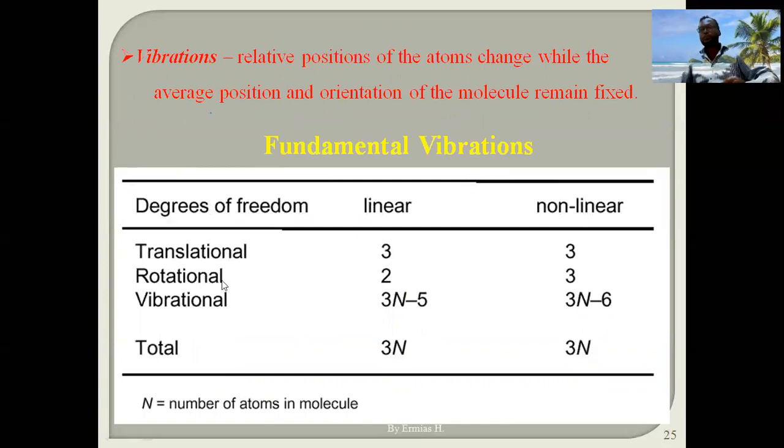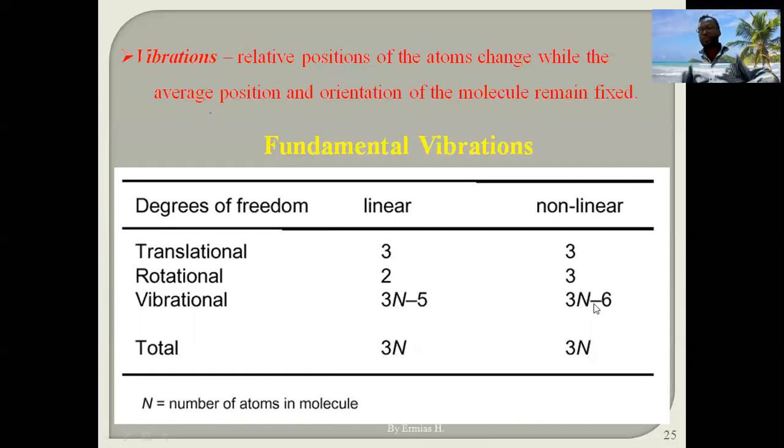In case of rotation, for linear molecules there are 2, and for non-linear ones there are 3, in the x, y, and z directions. Generally for vibration, 3n, where n is the number of atoms. The 3 stands for the x, y, and z directions. So in total the vibration is 3n minus 5, where 5 stands for the summation of translational and rotational modes. So this is for vibrational modes of linear molecules.